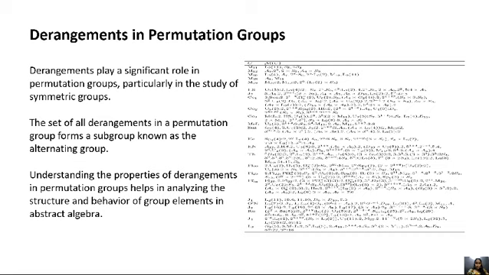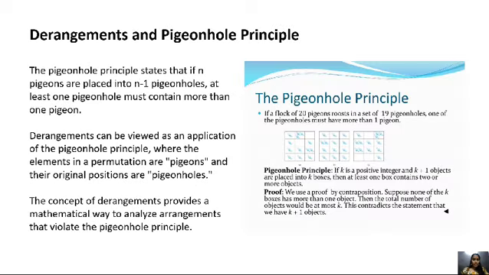Derangements in permutation groups. Derangements play a significant role in permutation groups, particularly in the study of symmetric groups. The set of all derangements in a permutation group forms a subgroup known as the alternating group. Understanding the properties of derangements in permutation groups helps in analyzing the structure and behavior of group elements in abstract algebra.